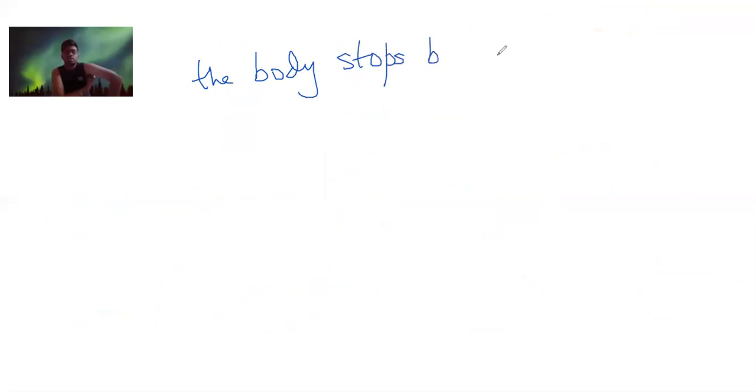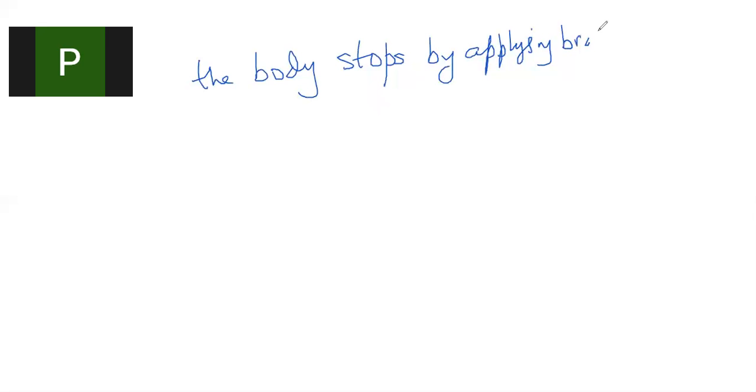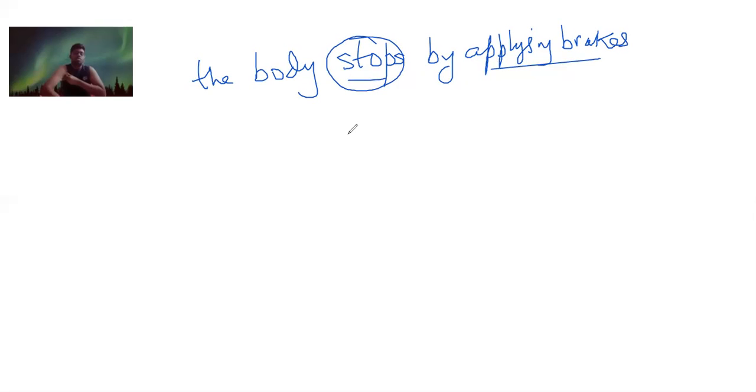There is another word which you see. If you see this sentence, the body stops by applying brakes. Final velocity means by applying brakes. If this word brakes, if you see anywhere, or if you see this word stops, if you don't see this word stops, applying brakes means what happens? If you apply brakes, what happens? Obviously, the body will stop. Quite obvious. Then what happens? The final velocity definitely is 0.